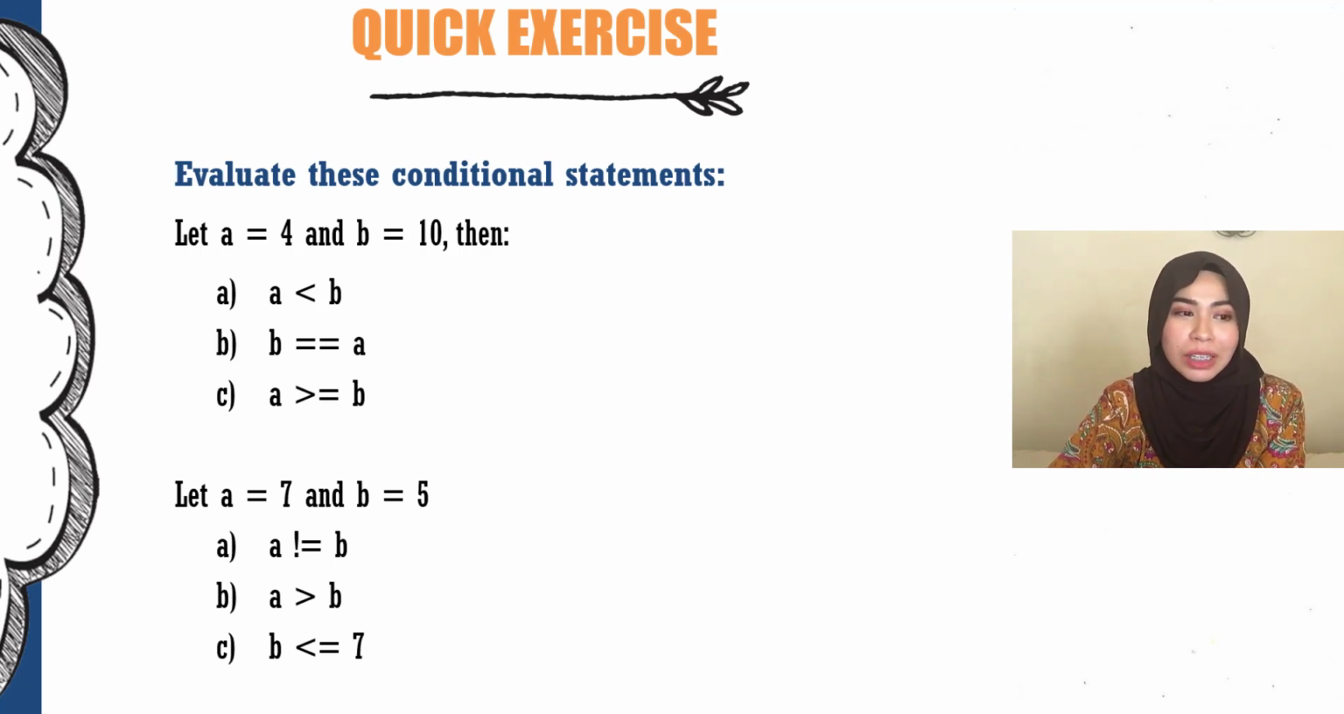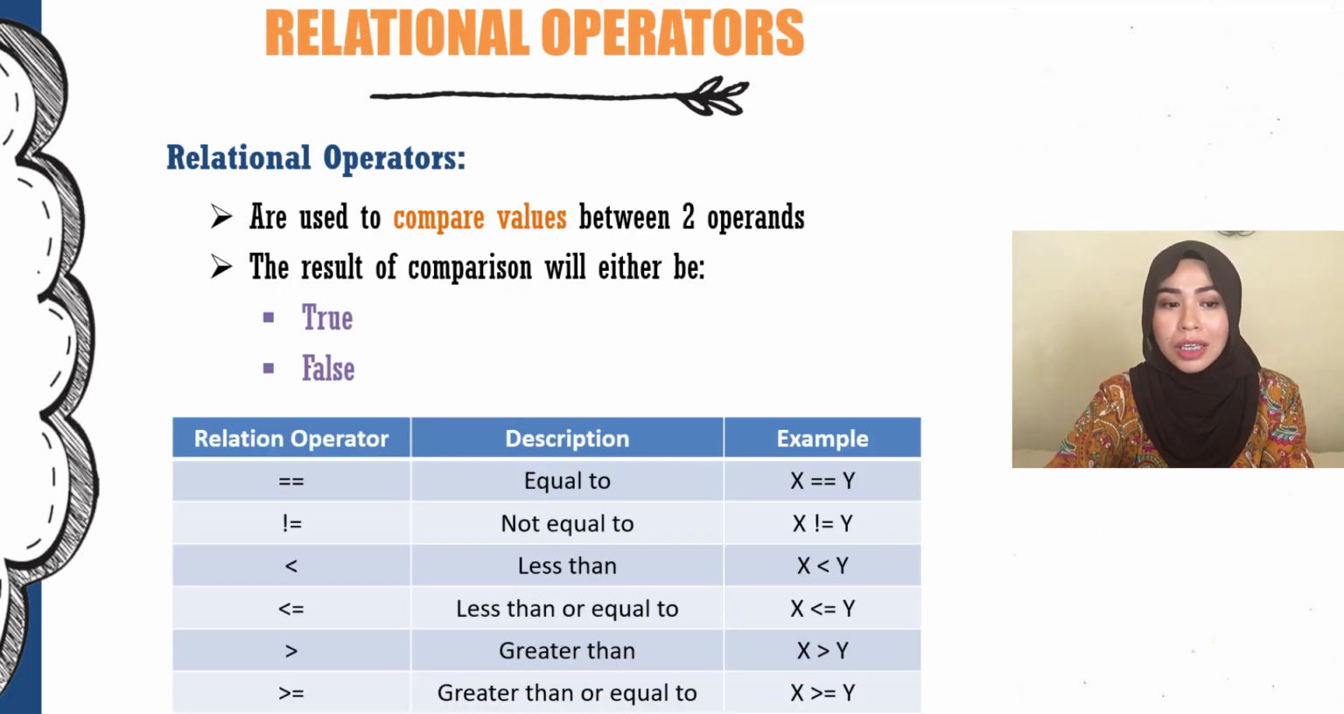Then the next one, let A equals 7 and B equals 5. Is A not equals to B? True, because they're not the same. Then is A more than B? True. Is B less than or equals to 7? True. And that is how we compare values inside our conditional statement. So keep in mind whenever you write a selection, the condition inside your selection structure needs to have one of these symbols. Please remember that.